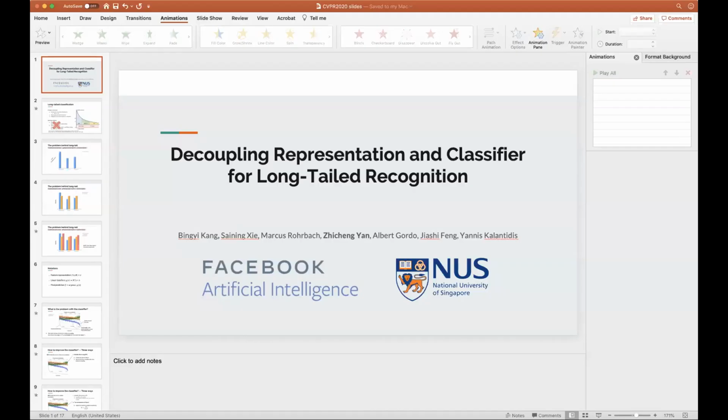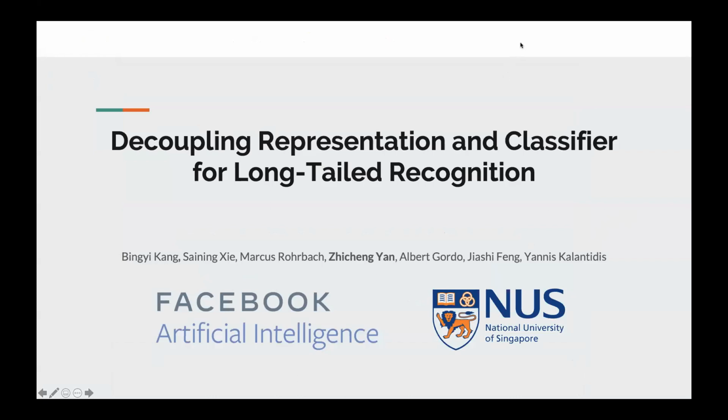We're very glad to invite Zhicheng here to give an invited talk. Zhicheng is a staff research scientist at Facebook Research. His invited talk title will be Decoupling Representation and Classifier for Long-Tailed Recognition. His work focuses on building large-scale image and video understanding platforms. His research interests mainly include computer vision and machine learning. He received his PhD degree from the Department of Computer Science, UIUC in 2016. Let's welcome Zhicheng for his talk.